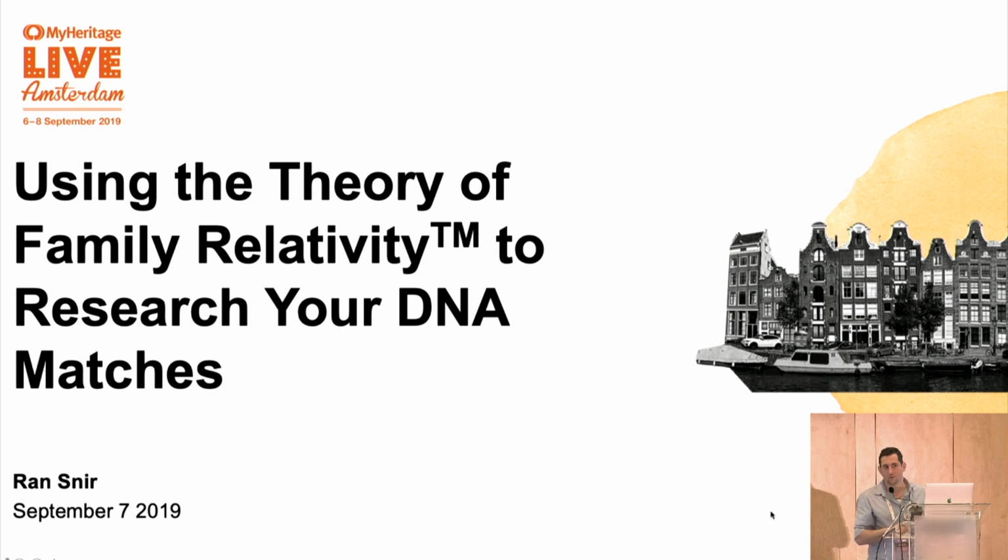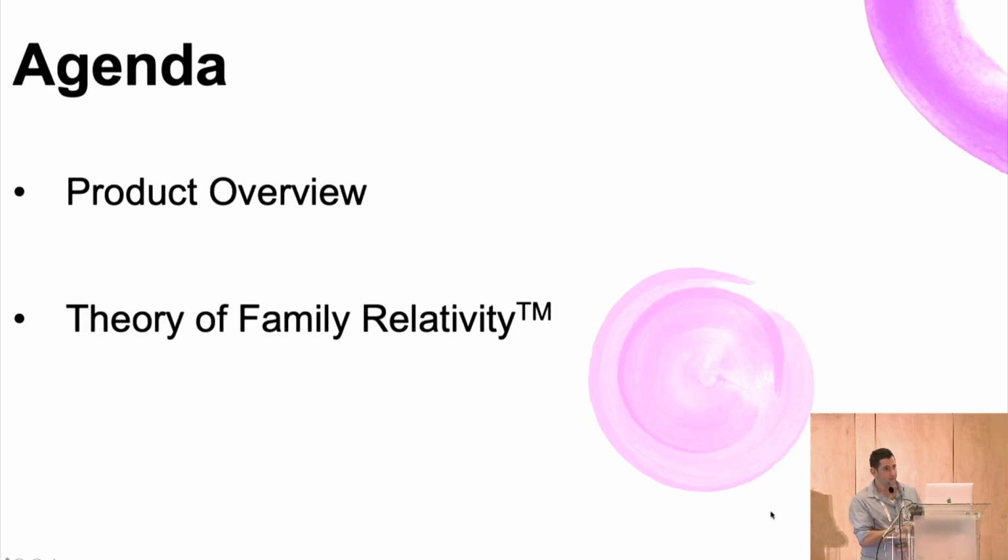And this lecture will be mostly about the Theory of Family Relativity, a relatively new feature that we released earlier this year. But we'll split this talk into two. I will start by doing some product overview, because I haven't done it today yet. And it's important to emphasize the benefits that the Theory of Family Relativity provides after understanding what else is available on MyHeritage to work with your DNA matches. And then we'll dive into the theory, of course, and if there are some questions, I'll be happy to answer them towards the end.